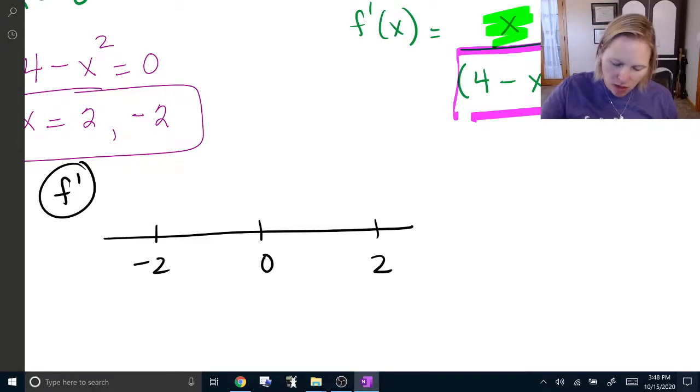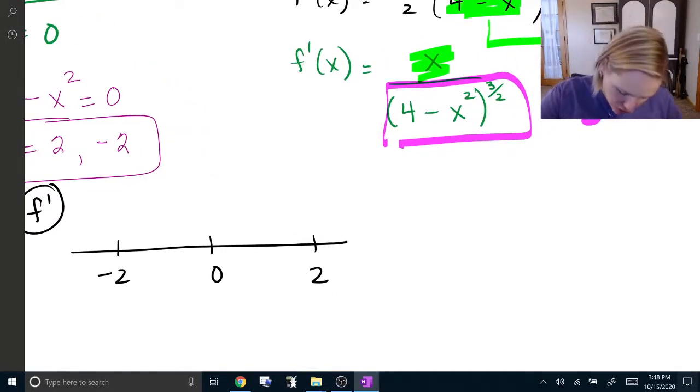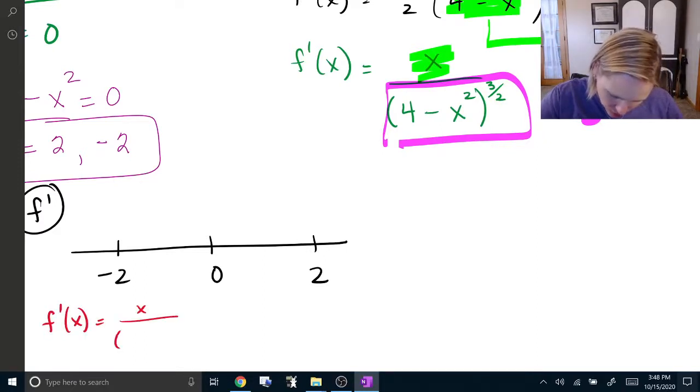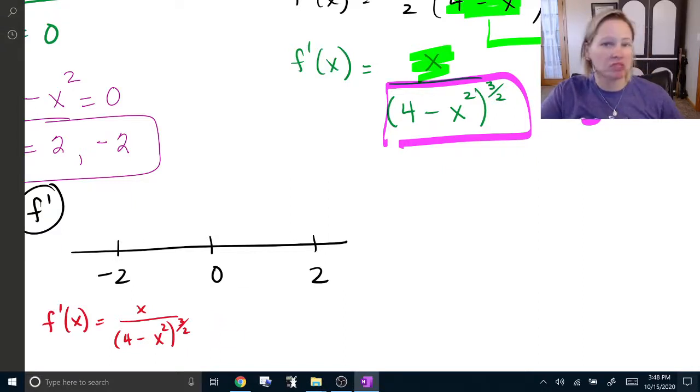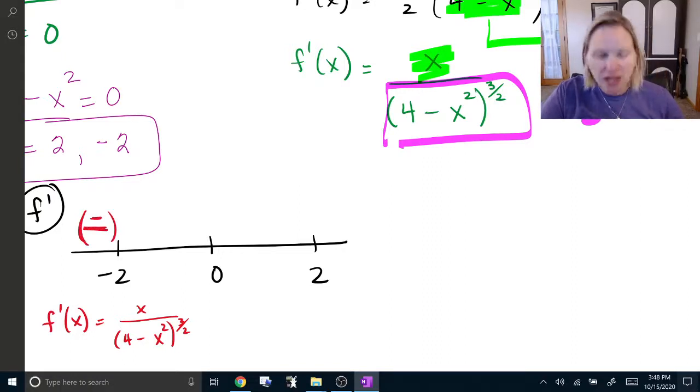What I want to do is start getting myself in the habit of thinking, what is the sign going to be? So remember, f prime is x over 4 minus x squared to the 3/2 power. So here's what's going to happen. When I plug in negative 3, something like that, the numerator is going to be negative 3. So I'm going to have a negative on the top, right? So I'm going to make a little fraction here, and I'm going to say, well, the numerator is going to be negative.